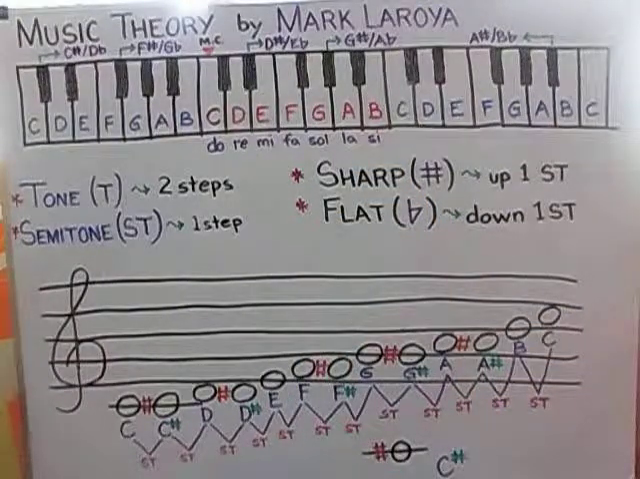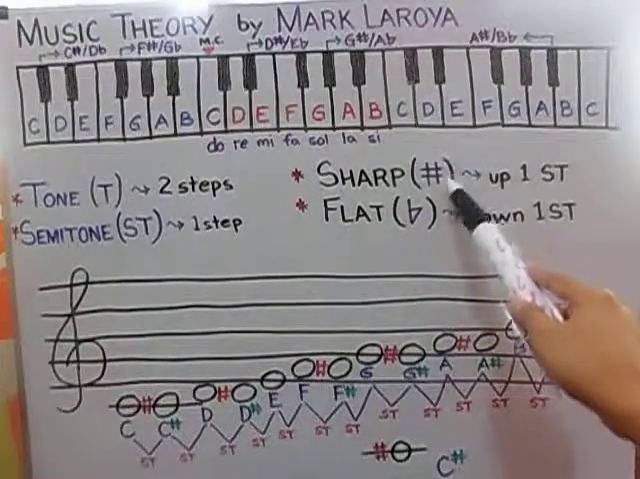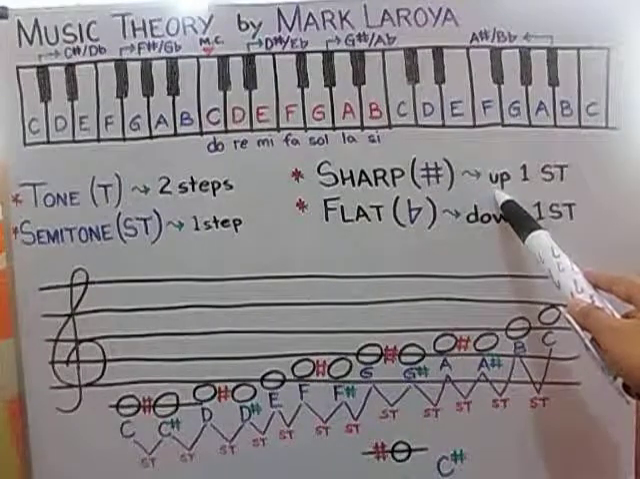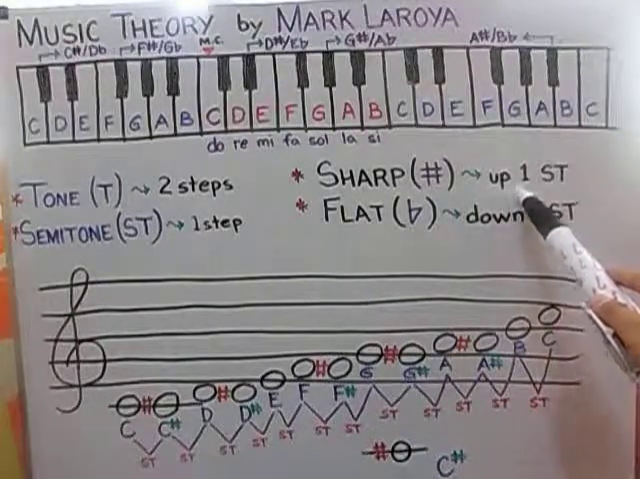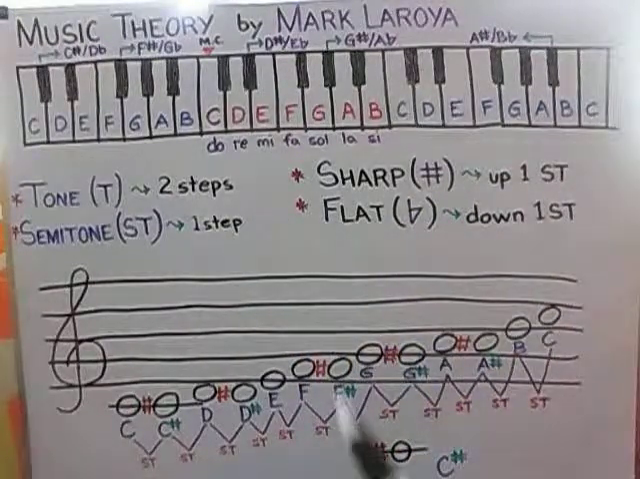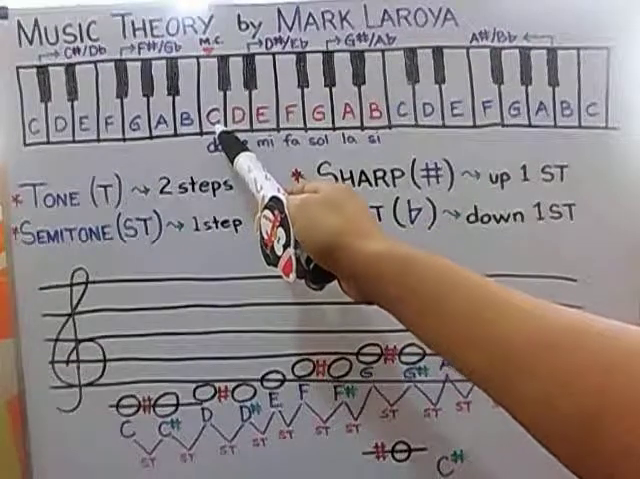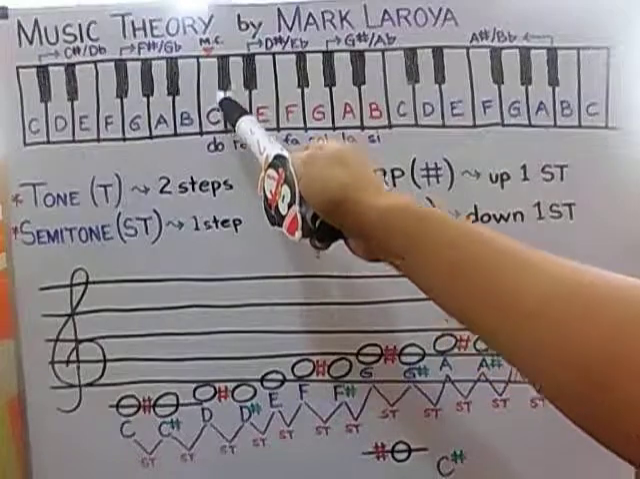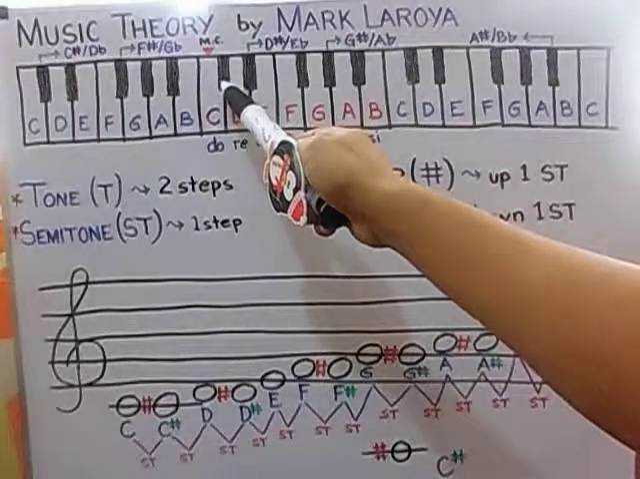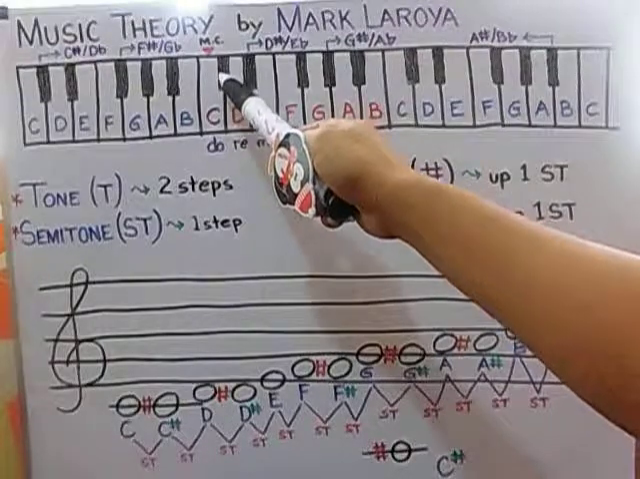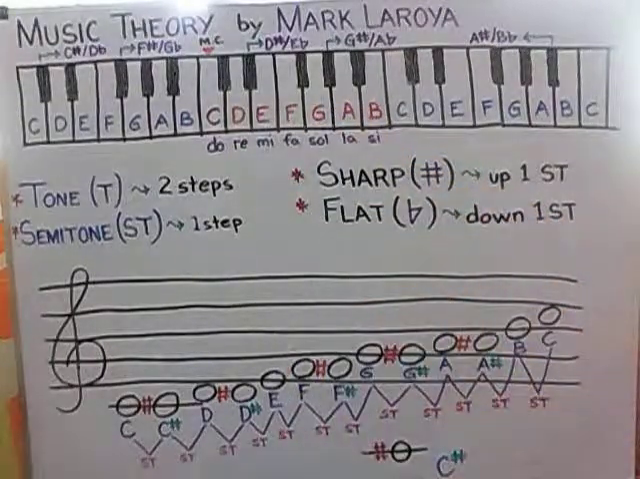Okay, now we go on to sharp. This hash symbol is called sharp. It means the tune or the pitch will go up by one semitone or one step. Like for example, C. If we sharpen this C, it will go one semitone up, going to this black key. So this is C sharp.